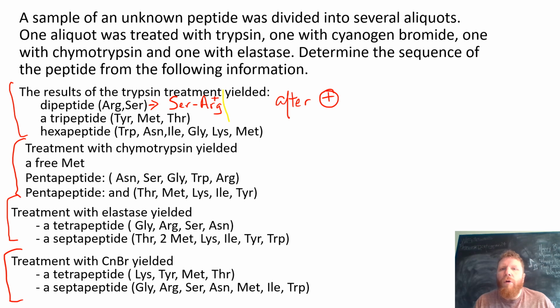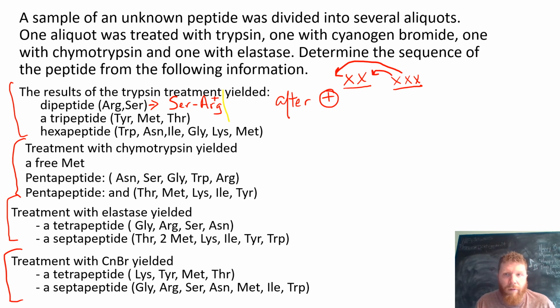So what we want to do with this sort of problem is dissect each of the pieces of data that we're presented with and use the knowledge that we have about that protease. Then what we have is a dipeptide, and I'm just going to draw a very crude representation of this overall peptide here, and then we have a tripeptide, 1, 2, 3 amino acids. Now, do we know if this tripeptide precedes or follows our dipeptide?